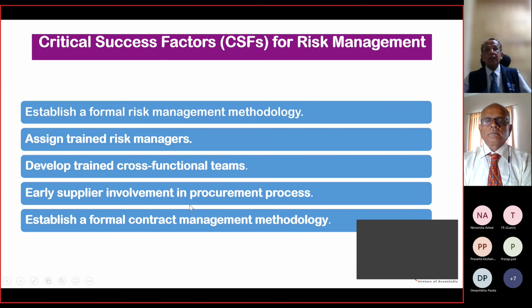Ensure supplier involvement in the procurement process. Establish a formal contract management methodology.